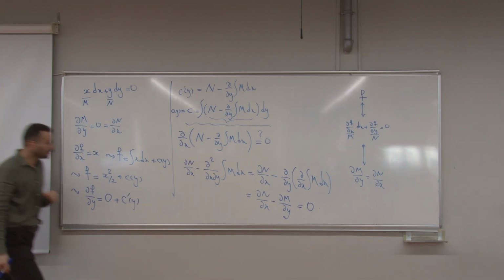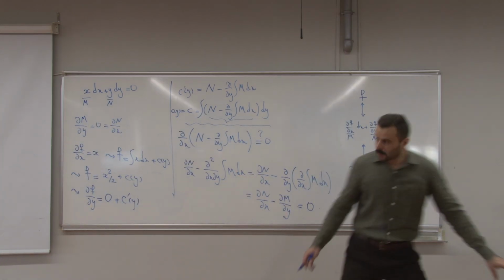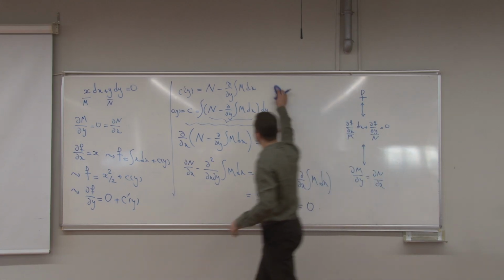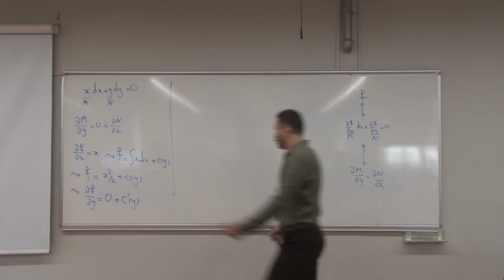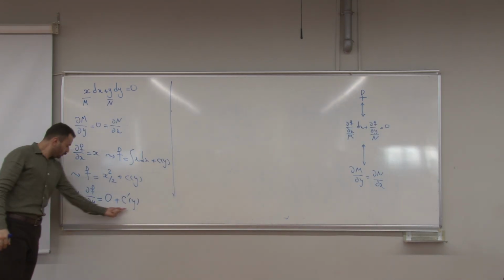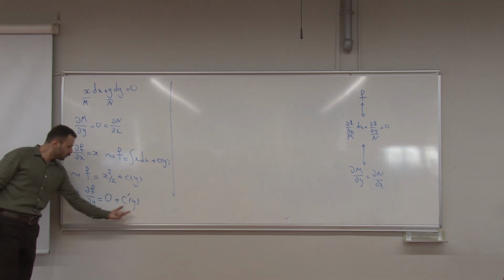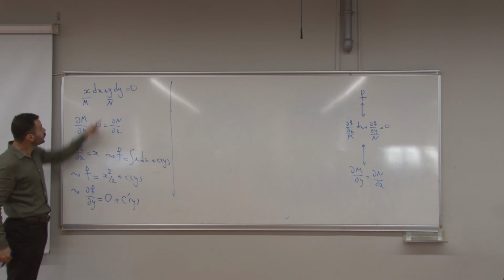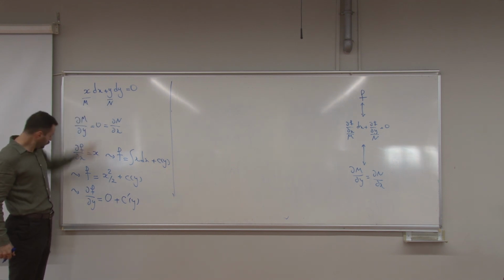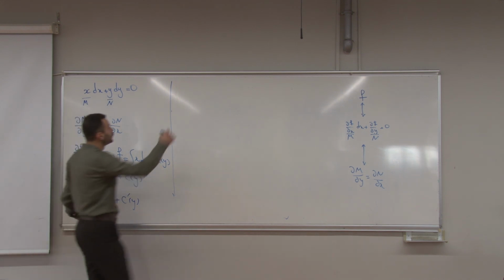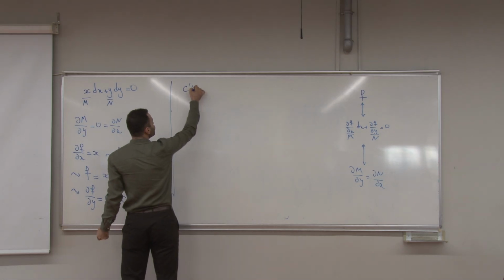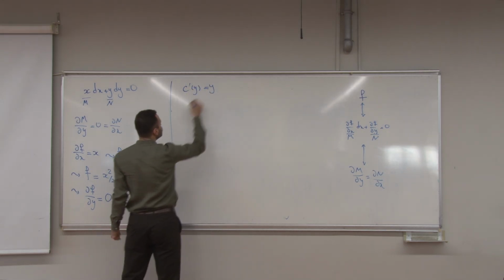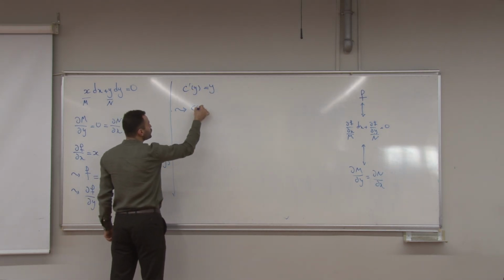Okay? Now let's continue. What is ∂f/∂y? I do not know this, but I'm trying to find it, but I know this. And my ∂f/∂y is equal to this n, which is here, y. So, c prime of y is equal to y. From here, what is my c?